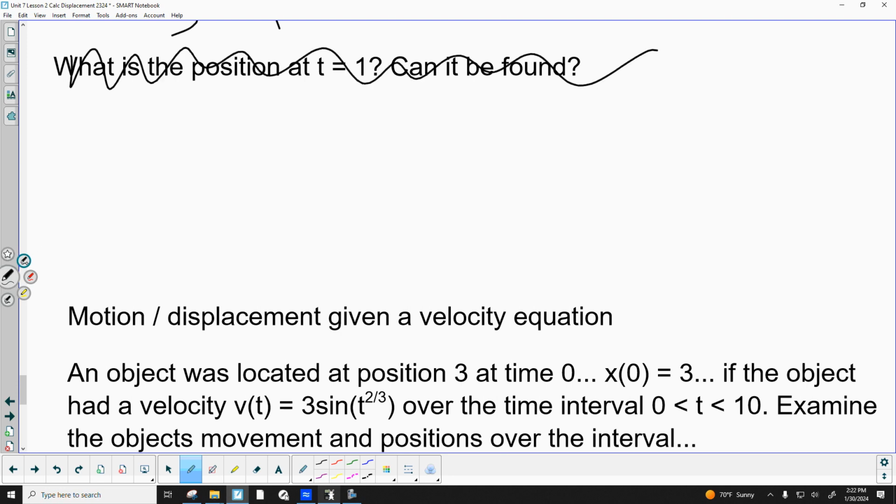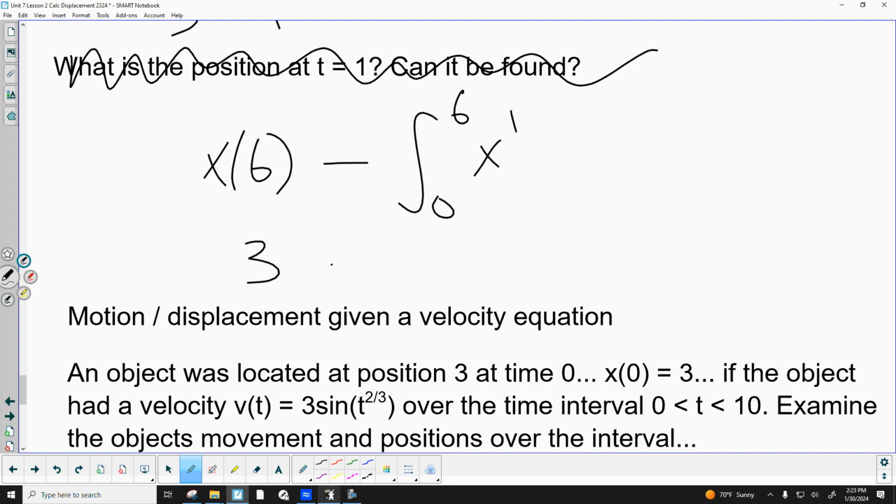You know your position at time 6. Subtract your displacement over the interval. You have your position was 3. Overall, adding up all your displacements, you go to the right 8. Go back in time. I must start at -5, my starting position.